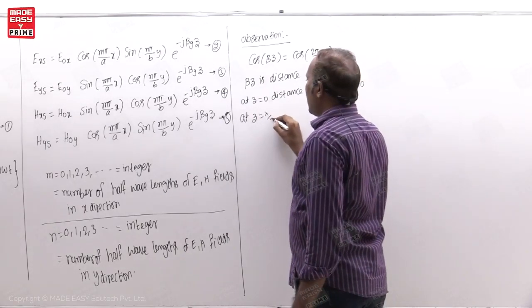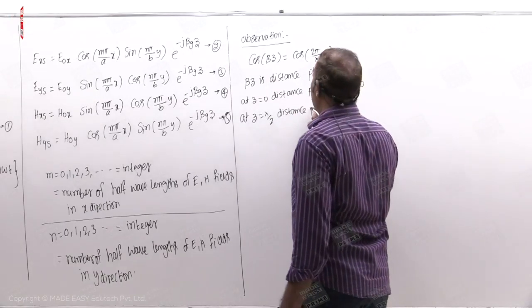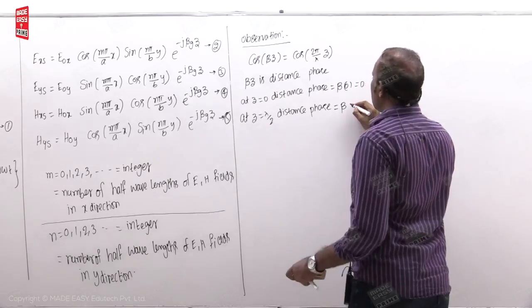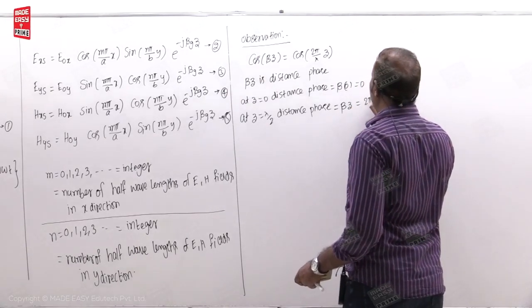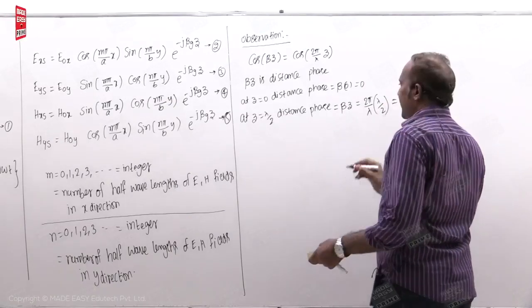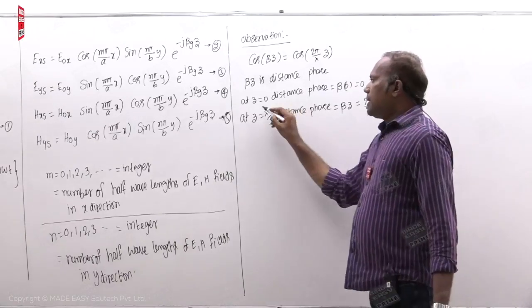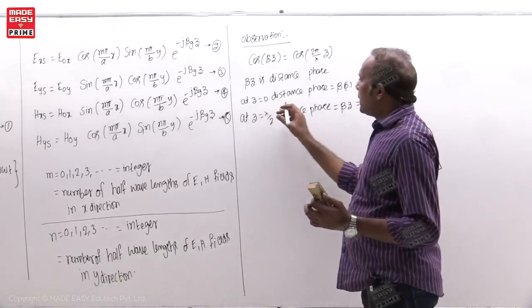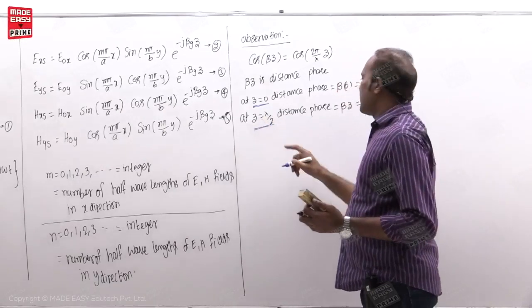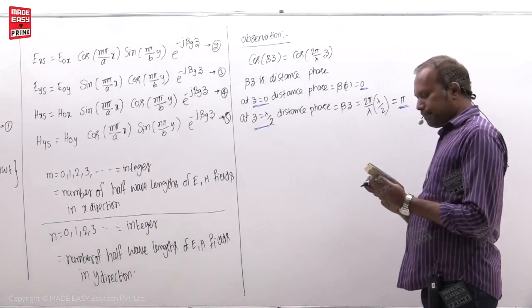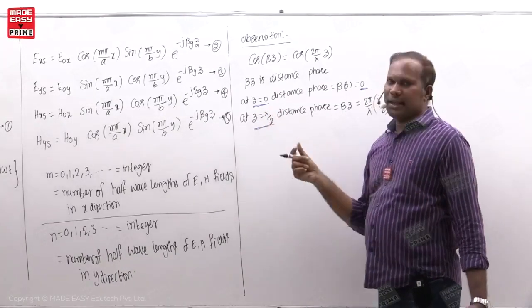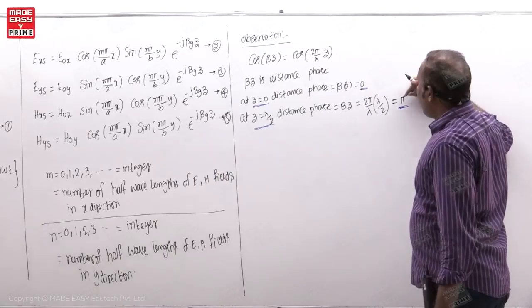At z is equal to lambda by 2 distance, the distance phase becomes beta into z. Z is lambda by 2, and beta is 2 pi by lambda, so ultimately this cancels, you get pi radian. So dear students, at z is equal to 0 distance, distance phase is 0, and at z is equal to half wavelength, distance phase beta z becomes pi radian. From this conclusion you get that for each lambda by 2 distance, that means half wavelength distance, there is a change of pi radians.